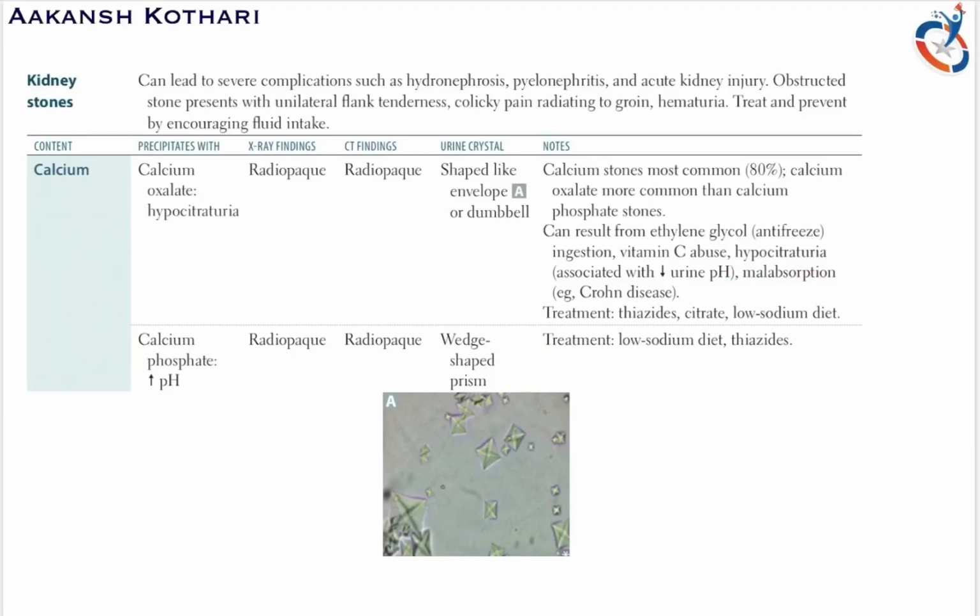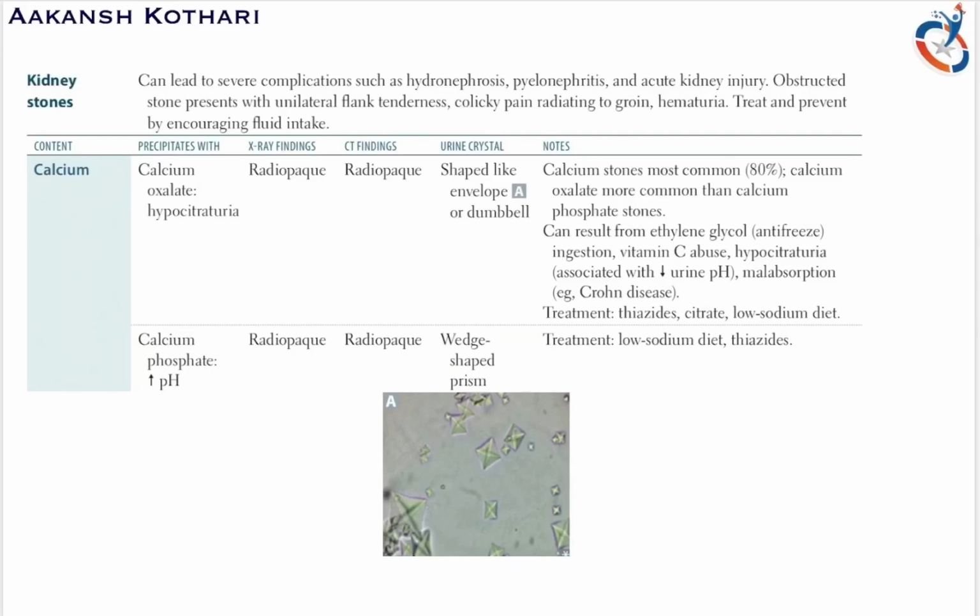So what are the treatments of calcium stones, be it calcium oxalate or calcium phosphate? The primary treatment is the use of thiazides. There should be a low sodium diet, and if there is a calcium oxalate stone, there should be intake of more citrate, so this hypocitraturia is corrected.